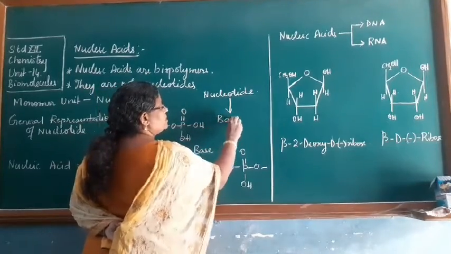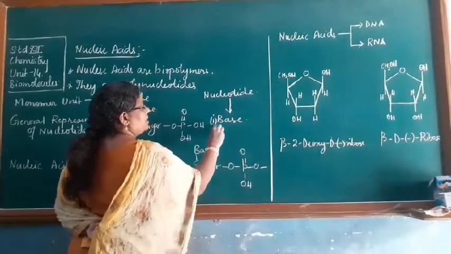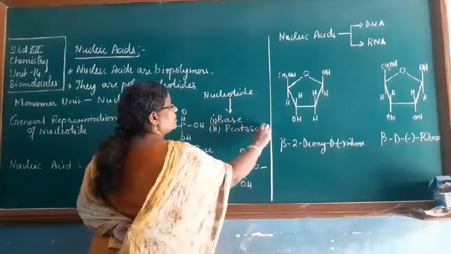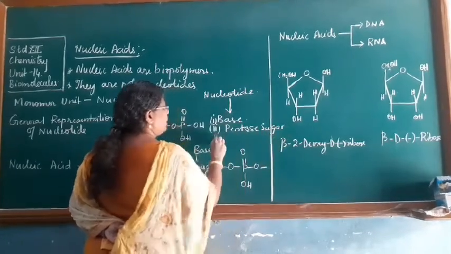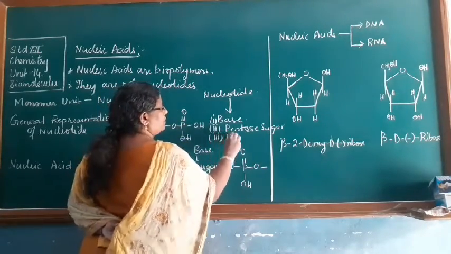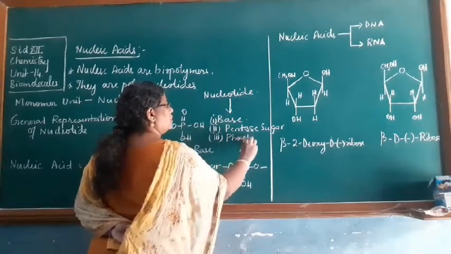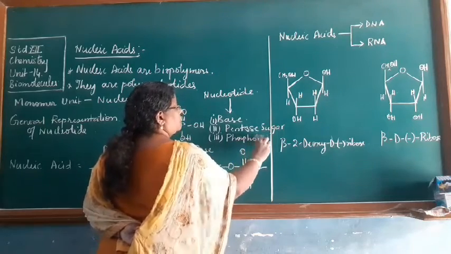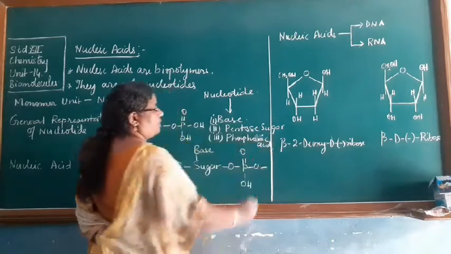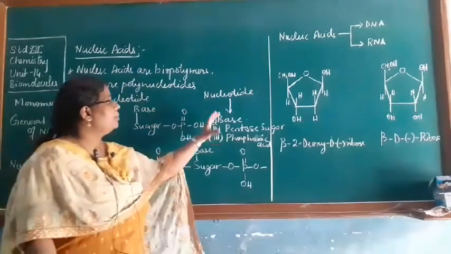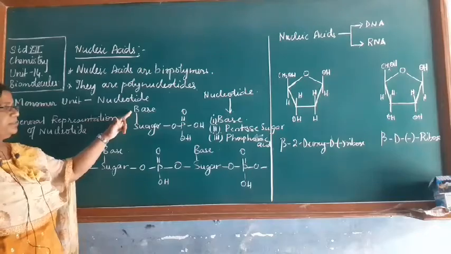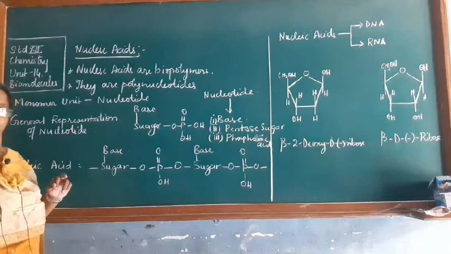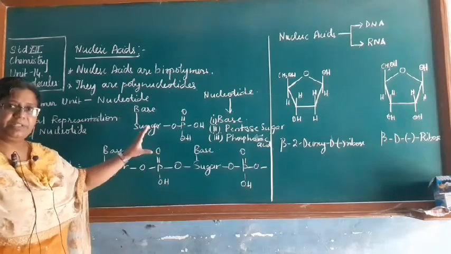What are the substances you will obtain? One, you will obtain the base. Second, you will obtain the pentose sugar. And you will obtain phosphoric acid. Phosphate ion, that will also do. So these are the three components of the nucleotide. Generally we represent it this way: the base is bonded to the sugar, and the sugar is bonded to phosphoric acid. This is the representation of a nucleotide.